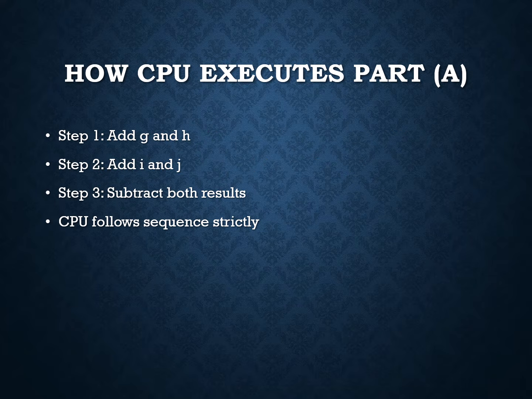Now, how does the CPU execute? Imagine you are the CPU. You don't jump ahead. You don't assume results. You finish one task before starting the next. So you add the first pair and store it safely. You add the second pair, store it safely, and then subtract the results. This discipline is why CPUs never panic and why toppers never lose marks. Step by step process.